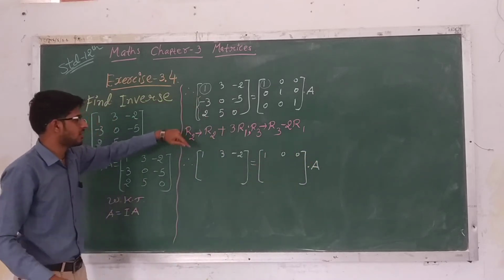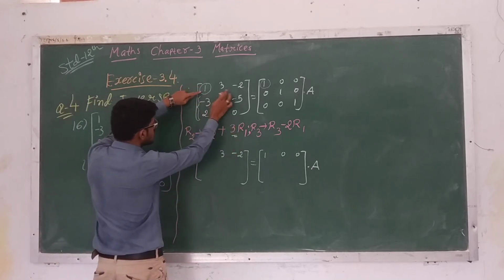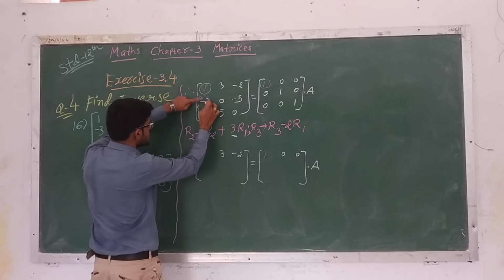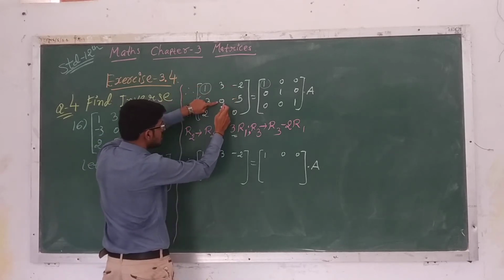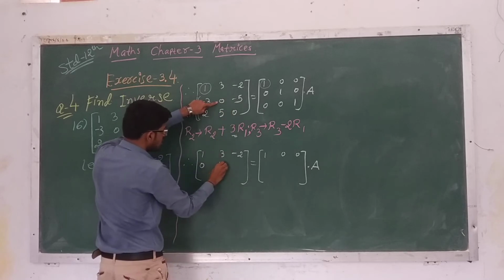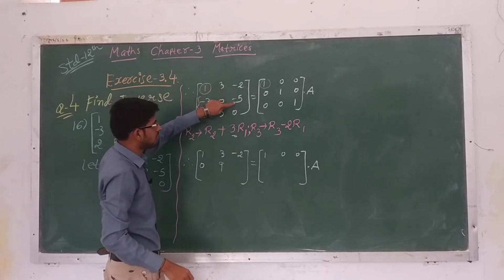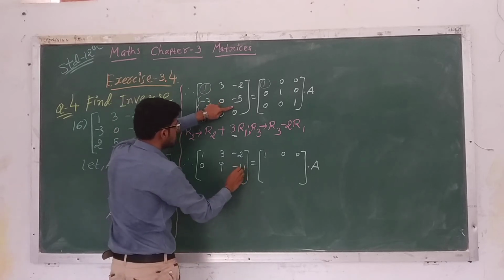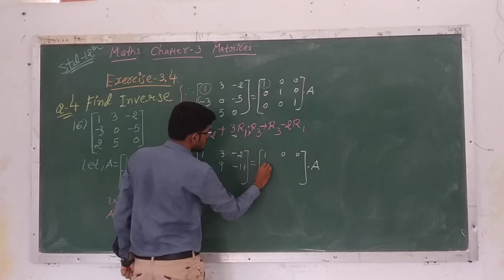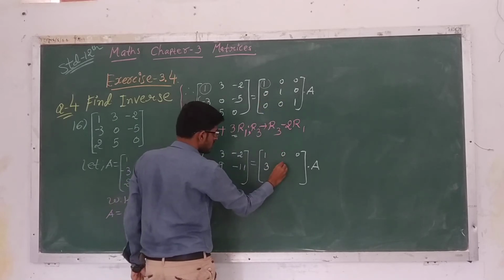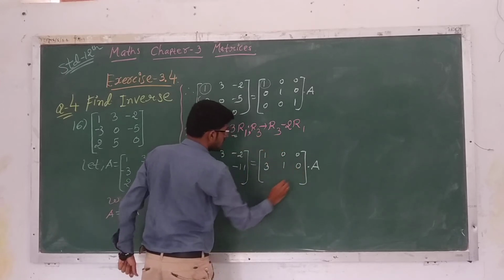So what about the second row? We multiply the first row by 3 and add to the second row. So 3 1s are 3, minus 3, 0. Here 3 3s are 9, 9 plus 0, so 9. Next, 3 2s are 6, minus 6, minus 5, so minus 11. Same thing we apply on the right hand side. So 3 1s are 3 plus 0, 3. 0 3s are 0 plus 1, 1. And 0 3s are 0 plus 0, 0.